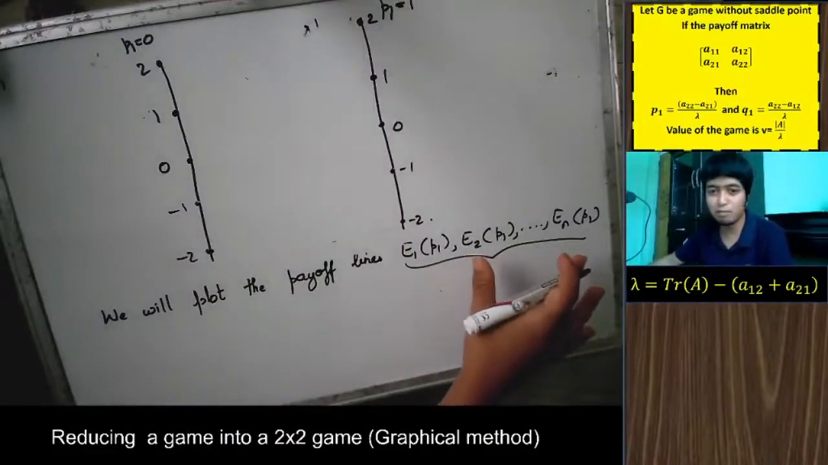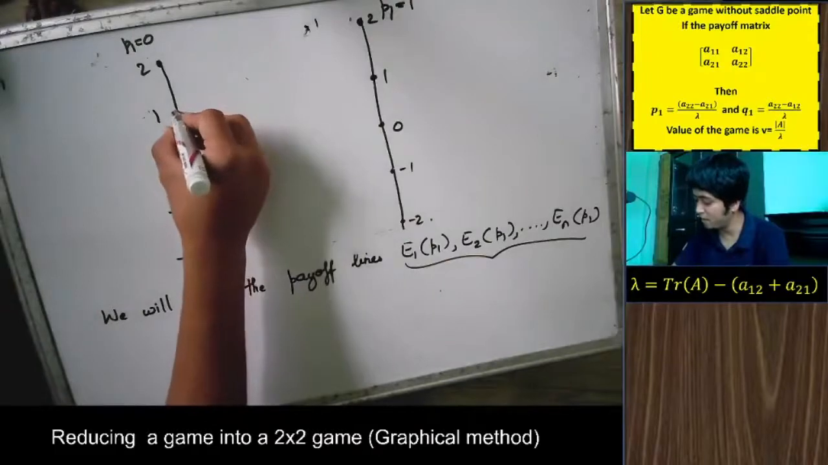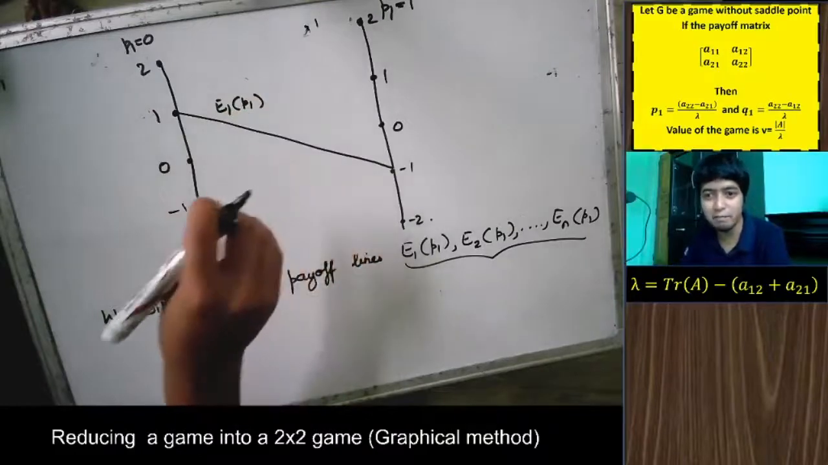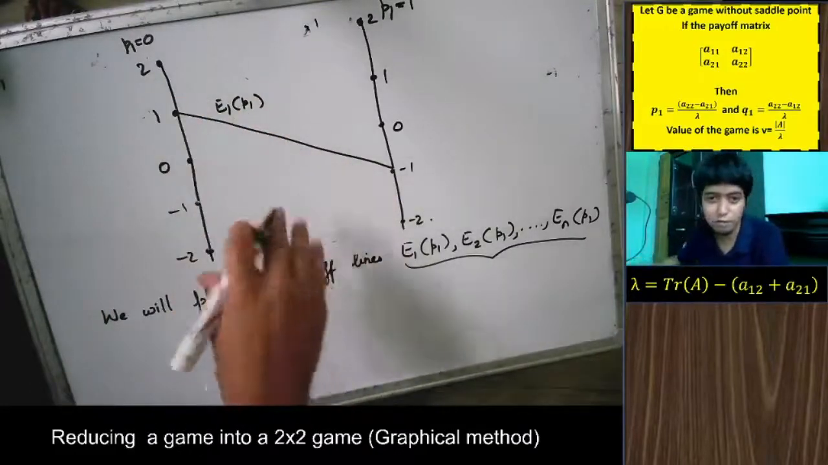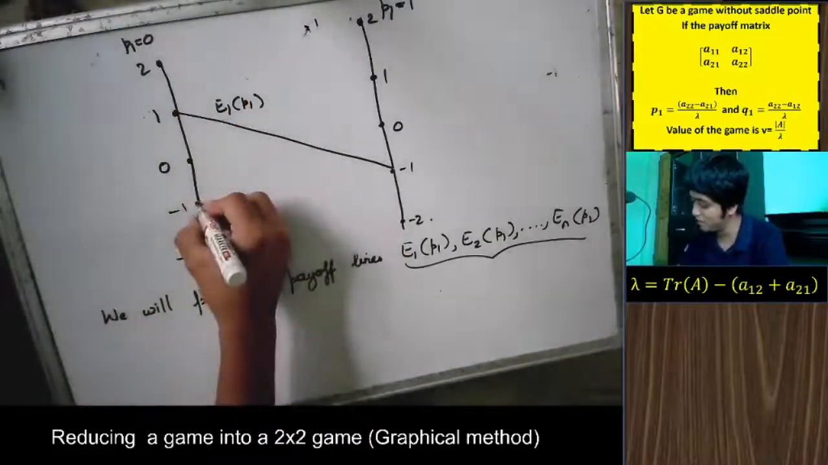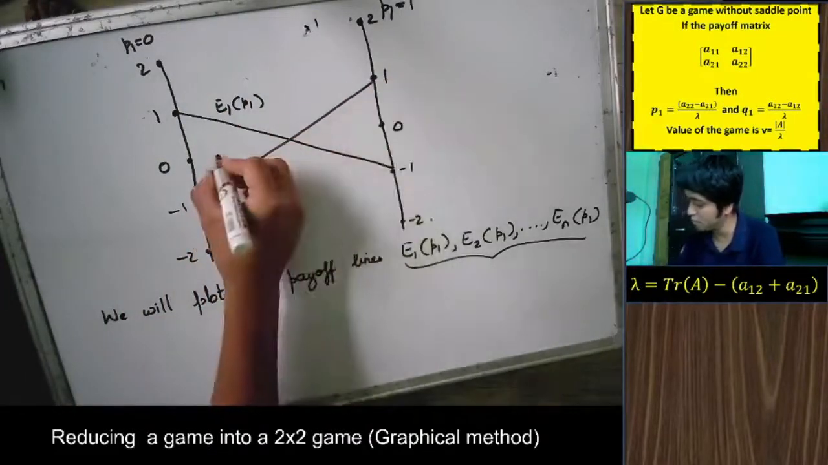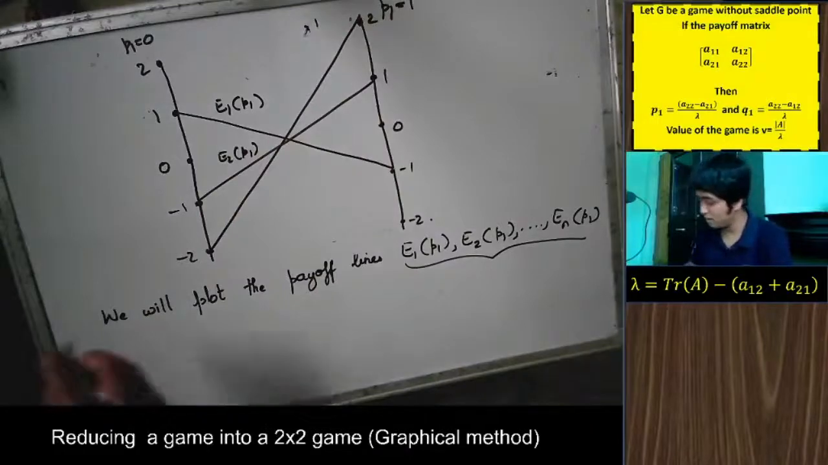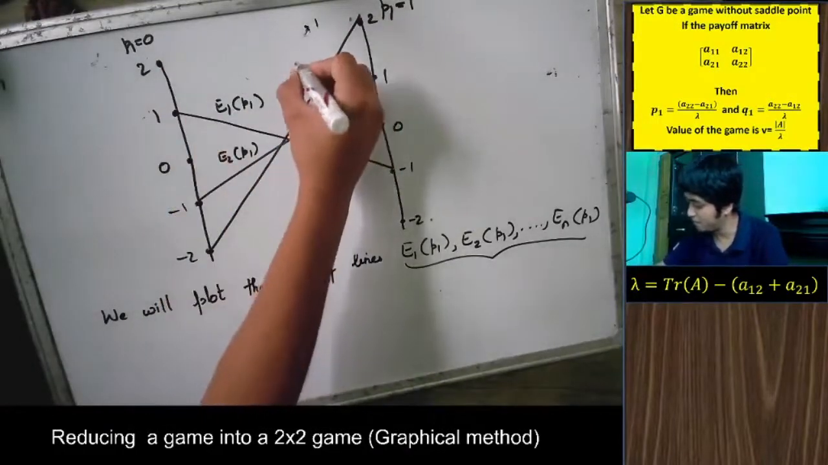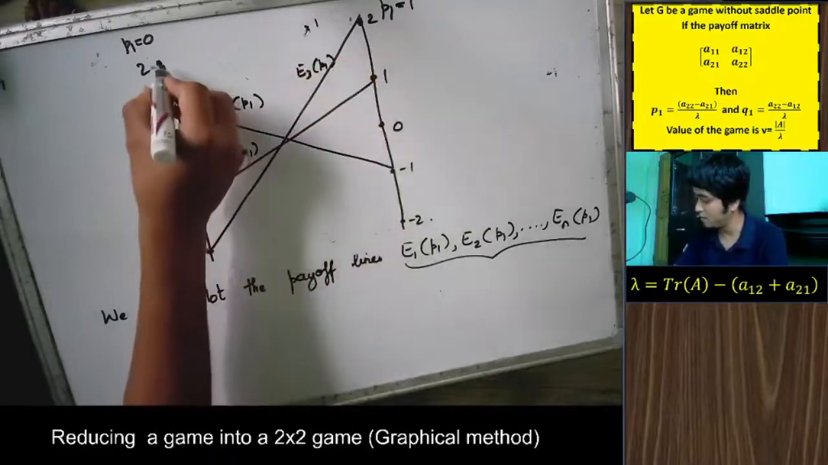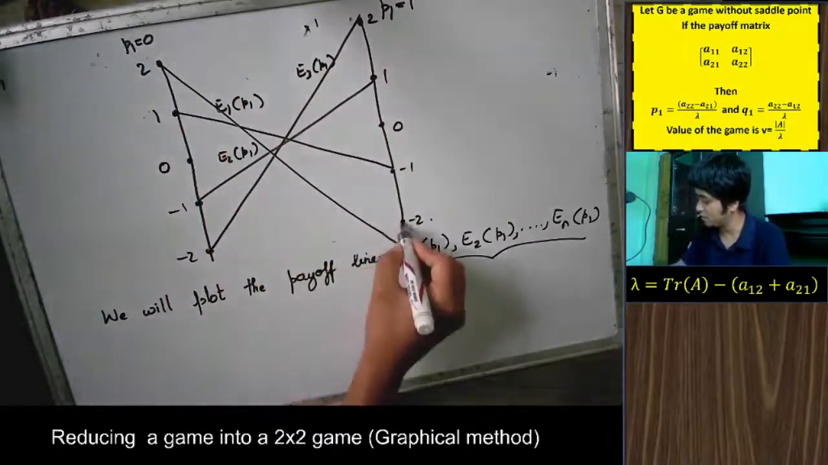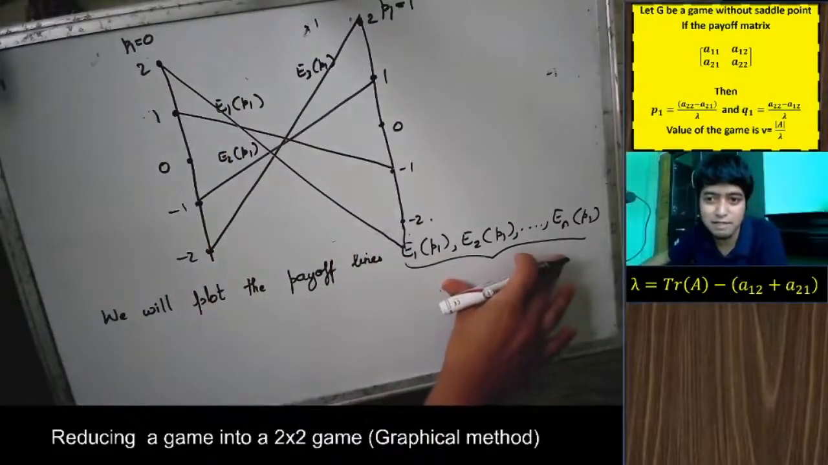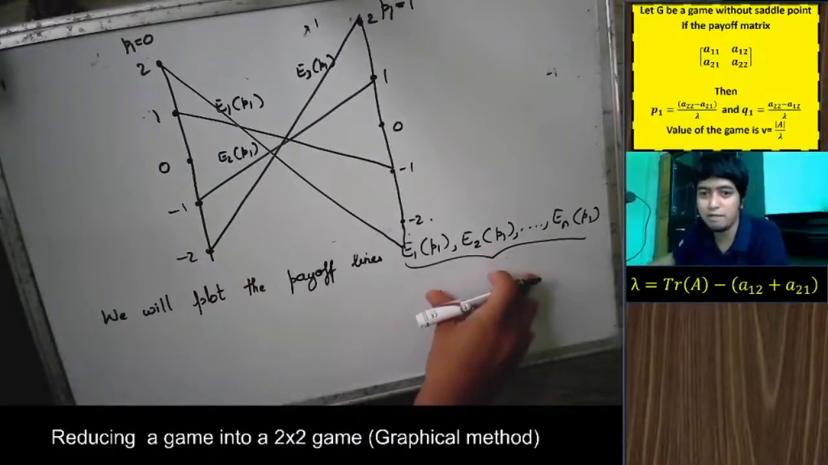Now we will plot these lines. Sometimes you may have lines like this. This may be E1, P1. It differs depending upon the payoff matrix. This line may differ, but this is just an illustration. Maybe this one is E2, P1. Sometimes you will have something like this, and maybe something like this, and we will reach another point. We will draw all of these payoff lines.